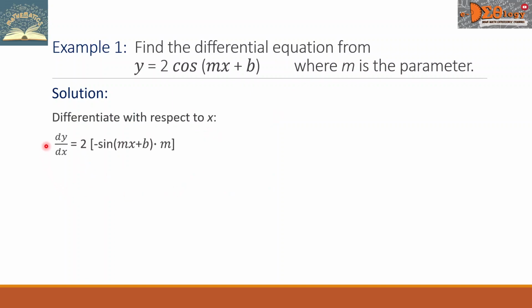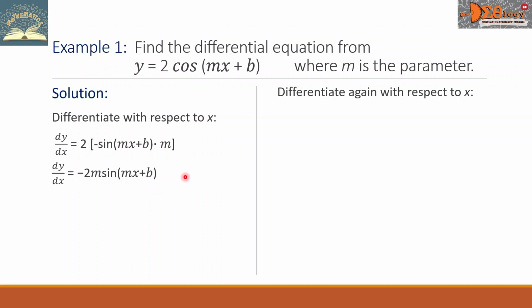So we have dy over dx equals, the derivative of the right side is 2 times the quantity negative sine of mx plus b times derivative of mx plus b, and that is m. When we simplify this, we will write the right side to be negative 2m times sine of the quantity mx plus b. Then we differentiate the second time.